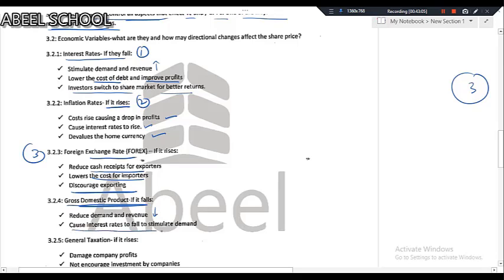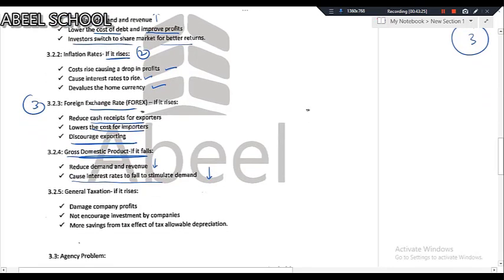Cause interest rate to fall to stimulate what? Demand. It causes interest rate to fall so that demand should be stimulated. If GDP is decreasing, then it causes interest rate to fall, so demand should increase. Reduces demand and revenue, causes interest rate to fall.